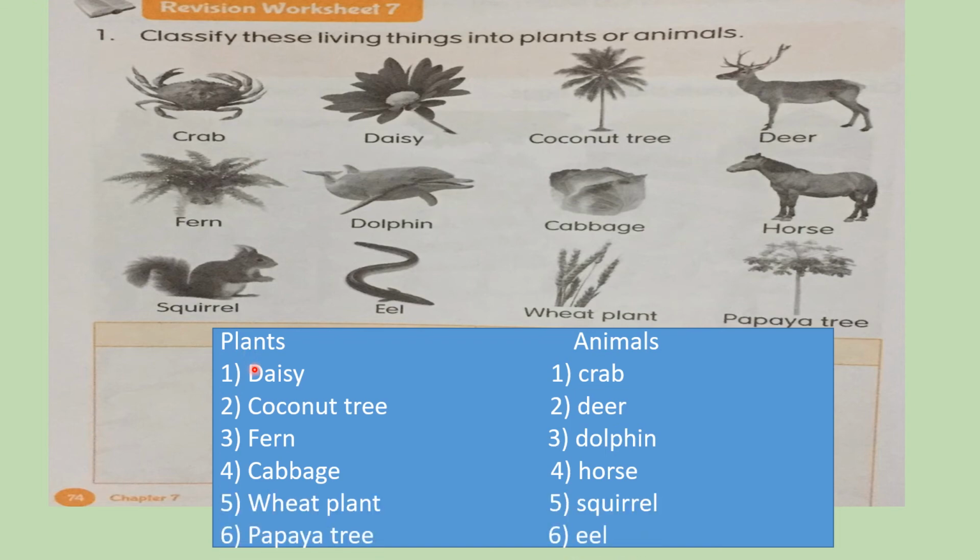Understand? So again, plants: daisy, coconut, fern, cabbage, with papaya tree. Animals are crab, deer, dolphin, horse, squirrel, and eel. So they belong under the group of animals.